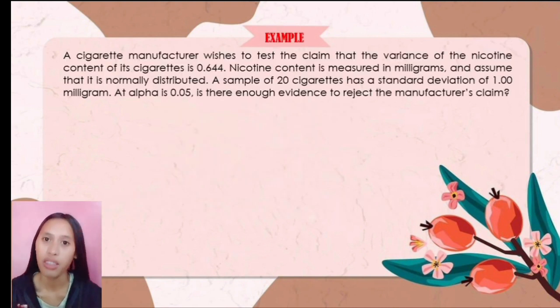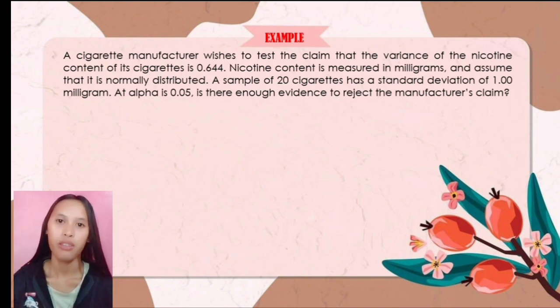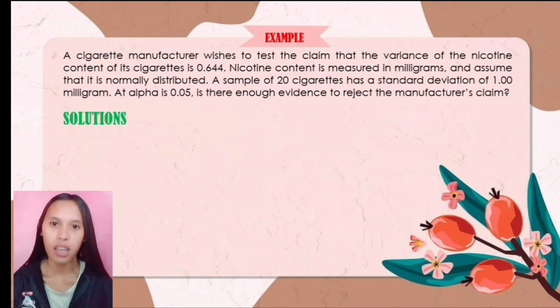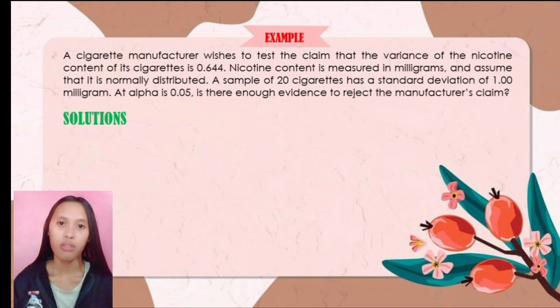So for more understanding, let's have another example. A cigarette manufacturer wishes to test the claim that the variance of the nicotine content of its cigarettes is 0.644. Nicotine content is measured in milligrams, and assume that it is normally distributed. A sample of 20 cigarettes has a standard deviation of 1 milligram at alpha of 0.05. Is there enough evidence to reject the manufacturer's claim?